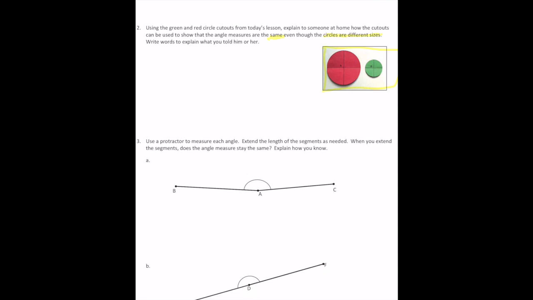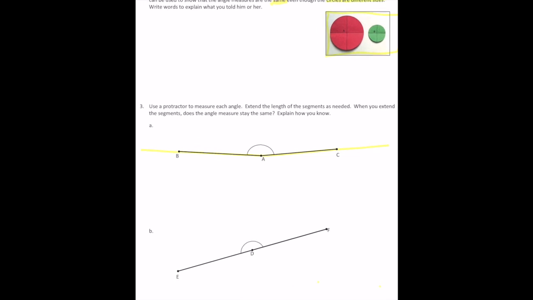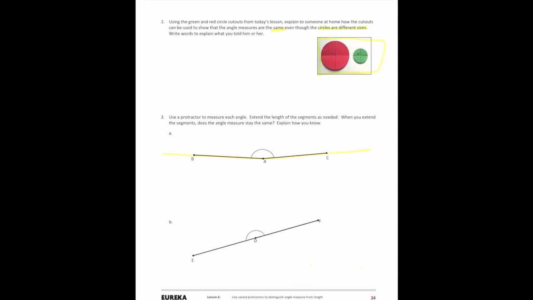3, use a protractor to measure each angle. Extend the length of the segments as needed. So we learned how to do that before, extending them. So if we want, again, we can extend them. Okay, so I extended them. When you extend the line segments, does the angle measure stay the same? So what do you guys think? Does this angle right here, this arc, stay the same when you extend the line segments?